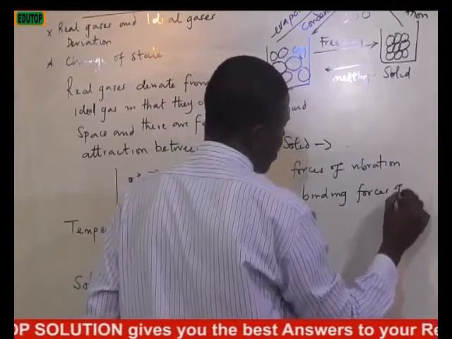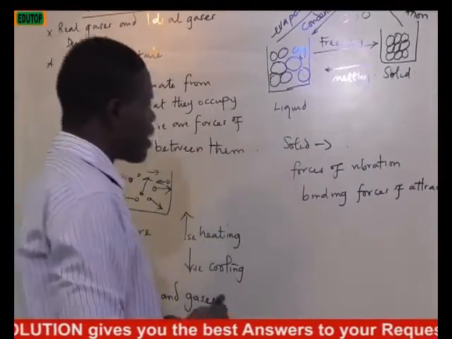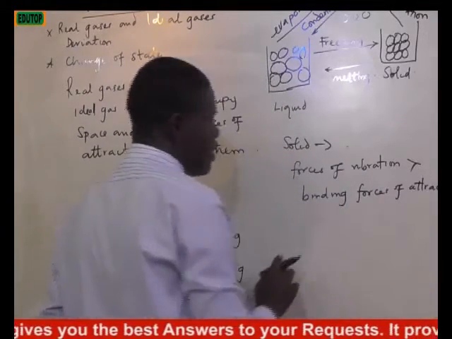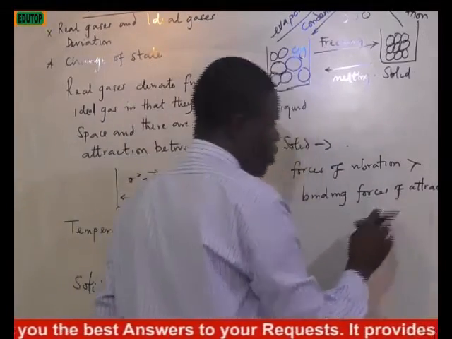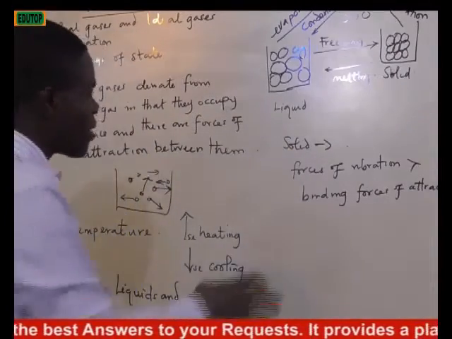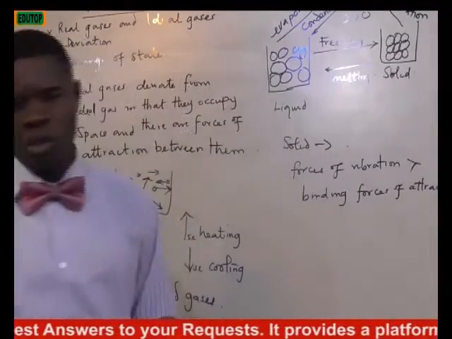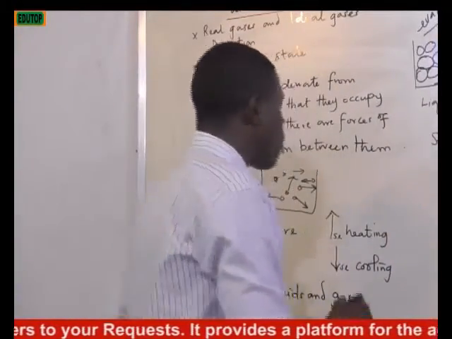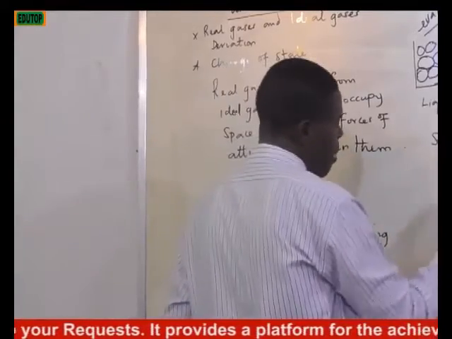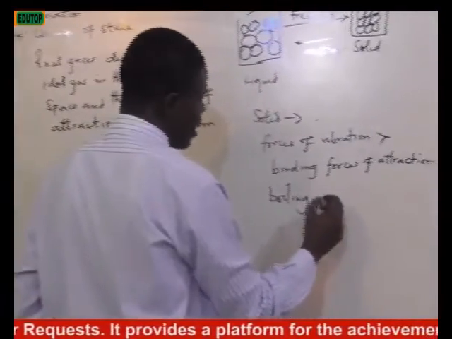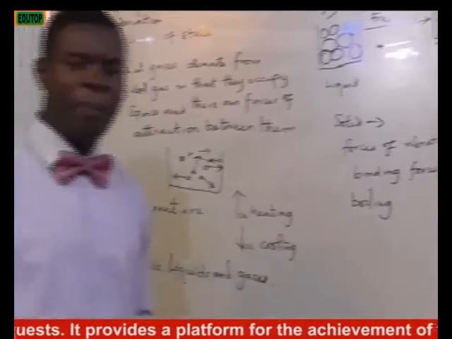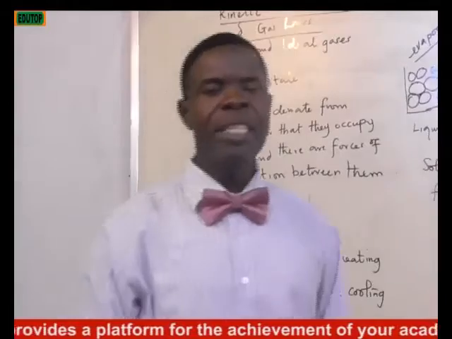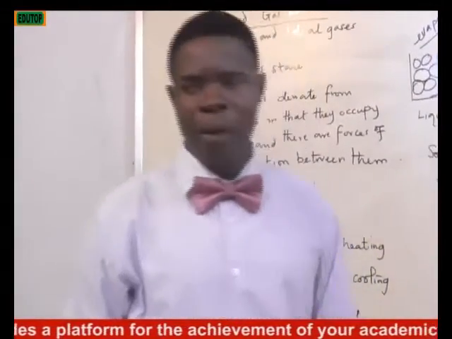forces of attraction. A solid is said to melt when the forces of vibration is greater than what? The binding forces of attraction. And in that situation, the crystalline structure tends to what? Collapse. Then in the case of boiling, so I've been able to explain melting, then boiling is attained when the saturated vapor pressure is equal to what? To the external prevailing atmospheric pressure.